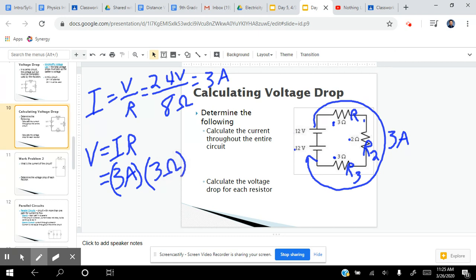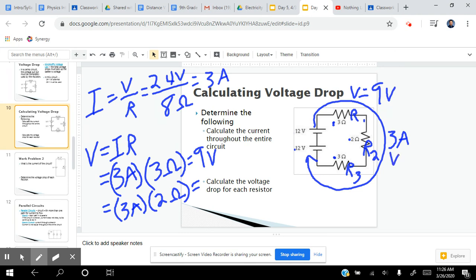And then I'll take 3 amps and multiply it by 2 ohms. And then since we're already solving for the first one, R1 and R3 are going to be the exact same answer, so I'm not actually going to do that. So my voltage drop for each one of these. The voltage drop across R1, we're doing 3 times 3, so we end up getting 9 volts. So this resistor is using 9 volts.